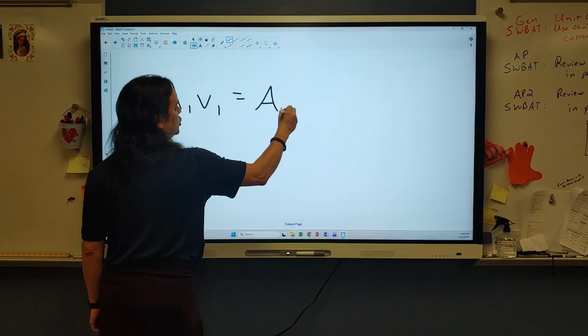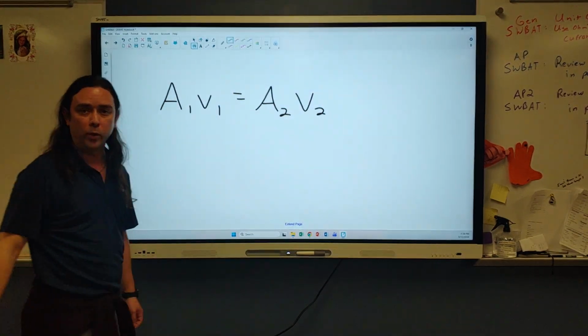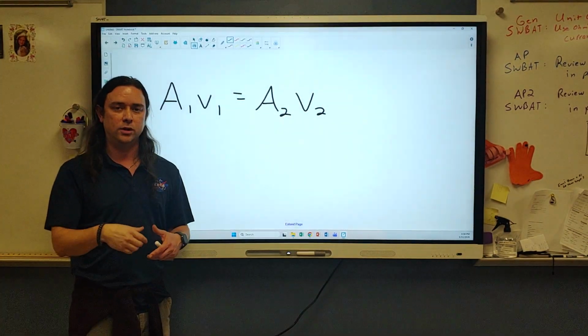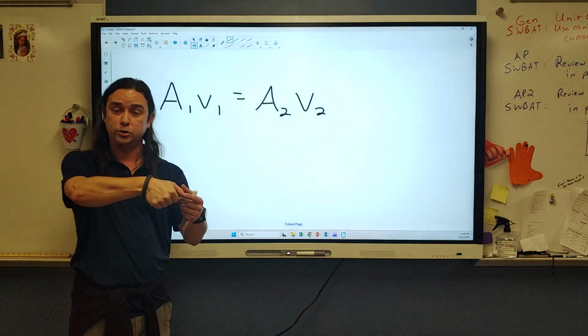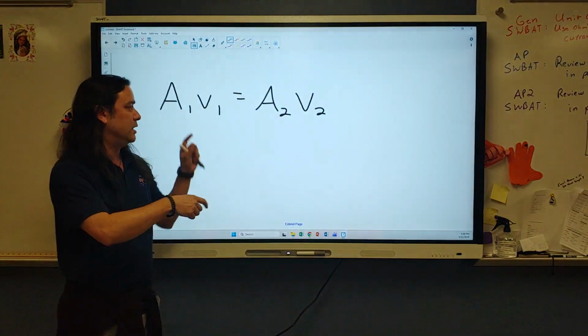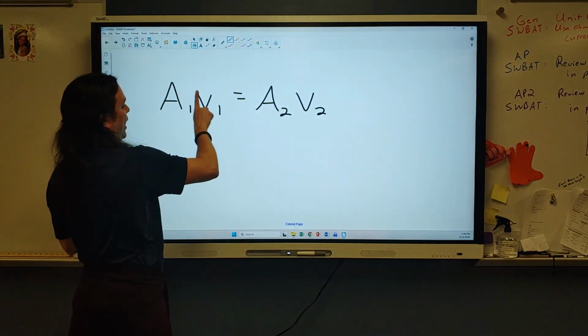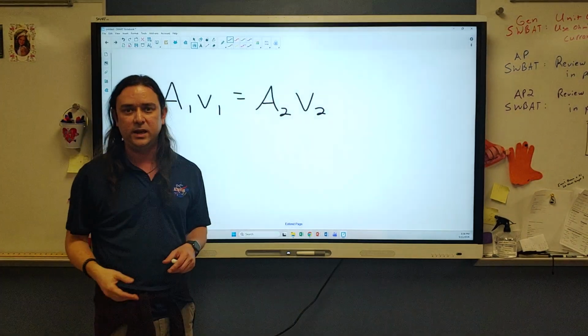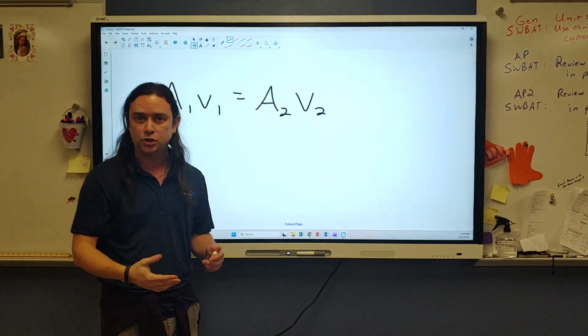A1V1 equals A2V2. This is for flow rates. Basically, my part of the lesson usually involves me talking about covering a garden hose with your thumb. If you make the area smaller, this goes down, and therefore the velocity, the speed, has to go up. The water comes out faster.